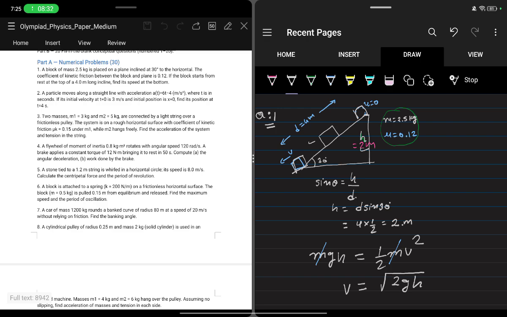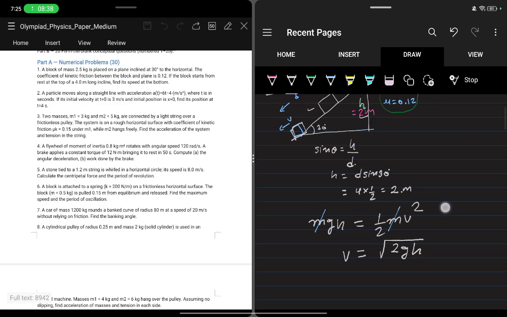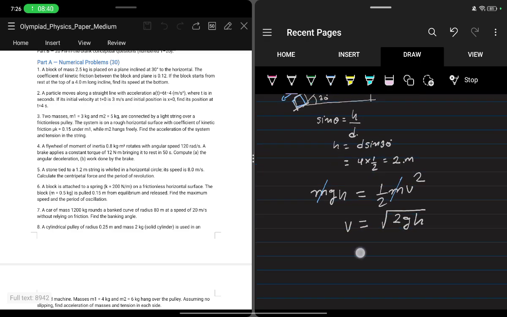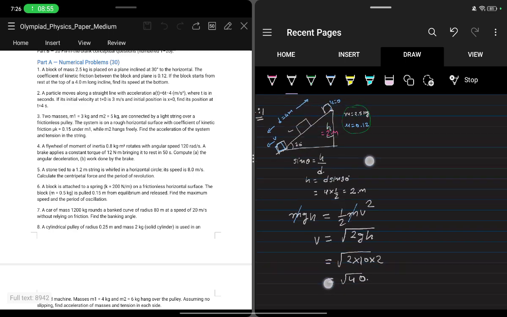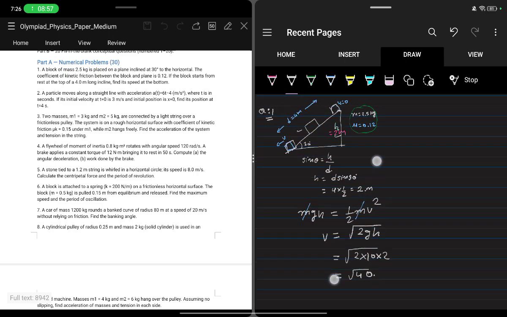That would be 2 times 10 times height, which is 2 meters, right? That is how much? Under root 40.